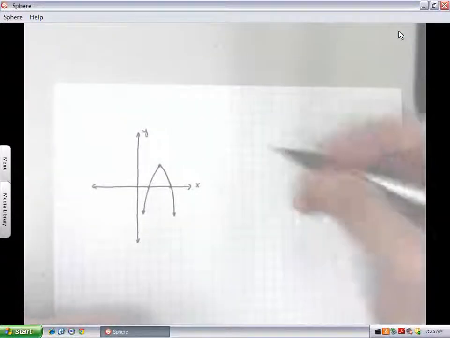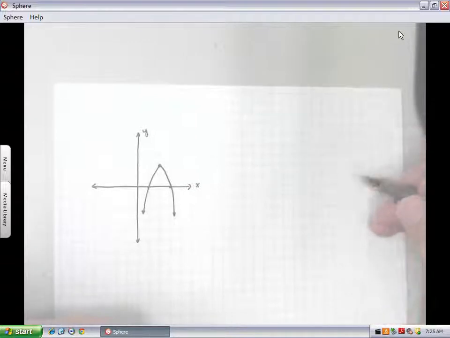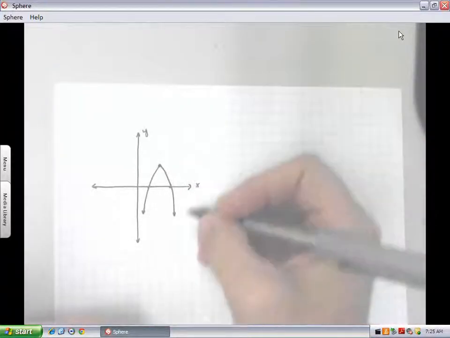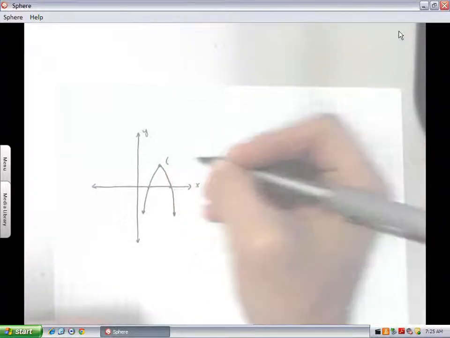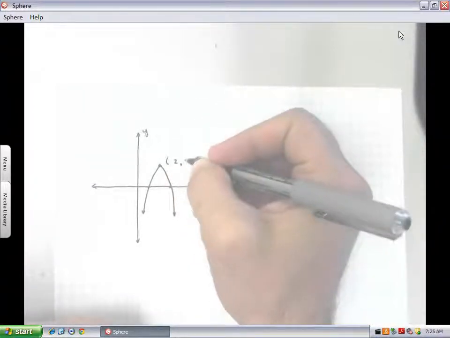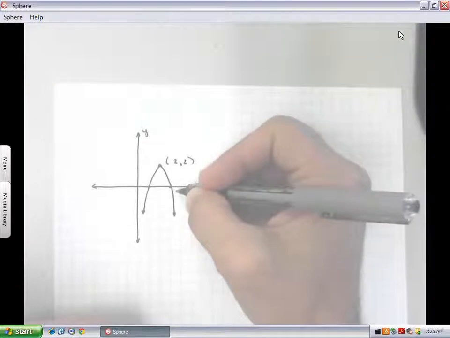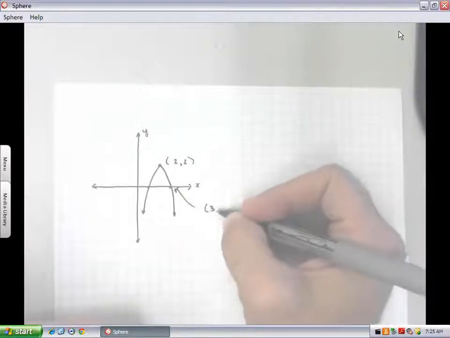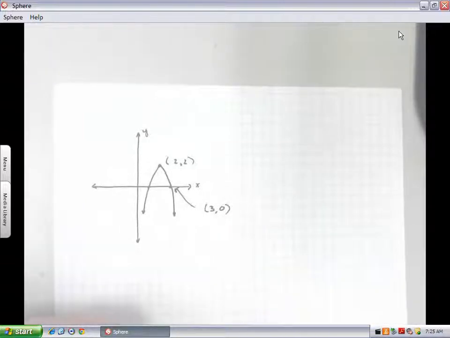So now we're going to try to write the equation of a parabola given the graph. So I have a parabola, and I know that the vertex of that parabola is (2, 2). And I also know I can find at least one coordinate at (3, 0).